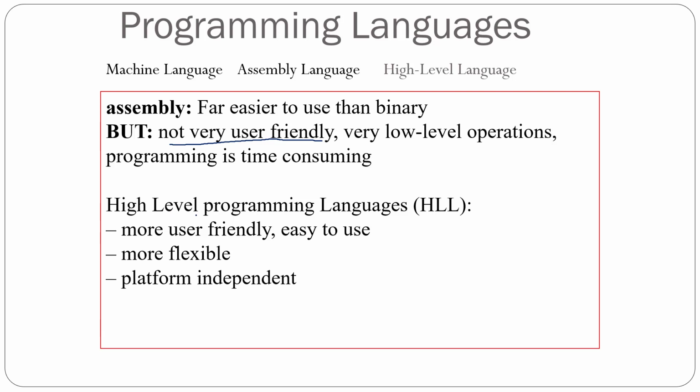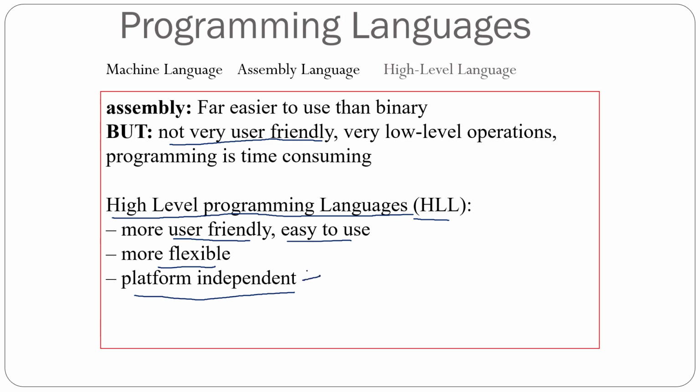We cannot write a program in English and make the computer run it, but whatever language we use should be very close to human language like English. So further advances and research were done and more languages were proposed. These languages, which are considered very friendly to human beings, are classified in the category of high level programming languages, HLL. These are more user friendly, easy to use, more flexible, and platform independent.